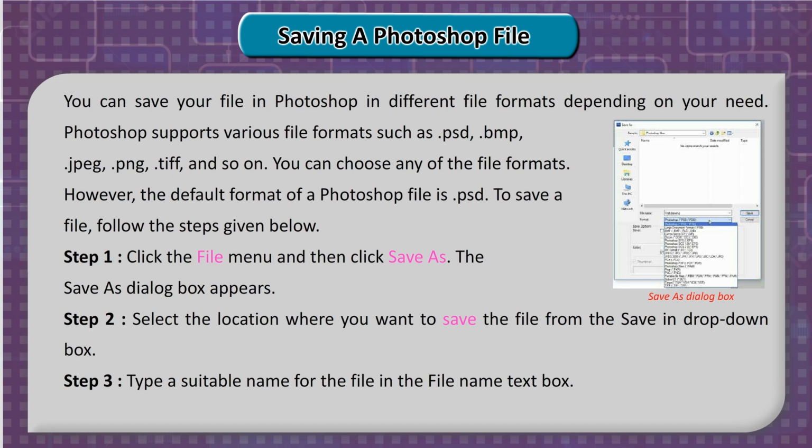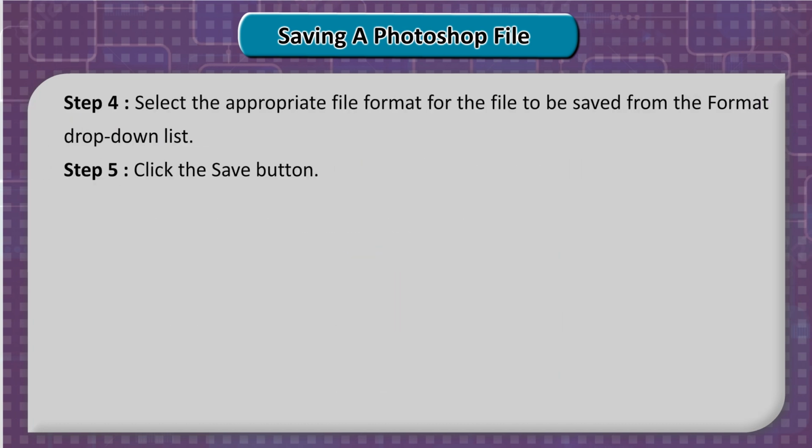Step 2. Select the location where you want to save the file from the Save In drop-down box. Step 3. Type a suitable name for the file in the File Name text box. Step 4. Select the appropriate file format for the file to be saved from the Format drop-down list. Step 5. Click the Save button. Opening an existing file.